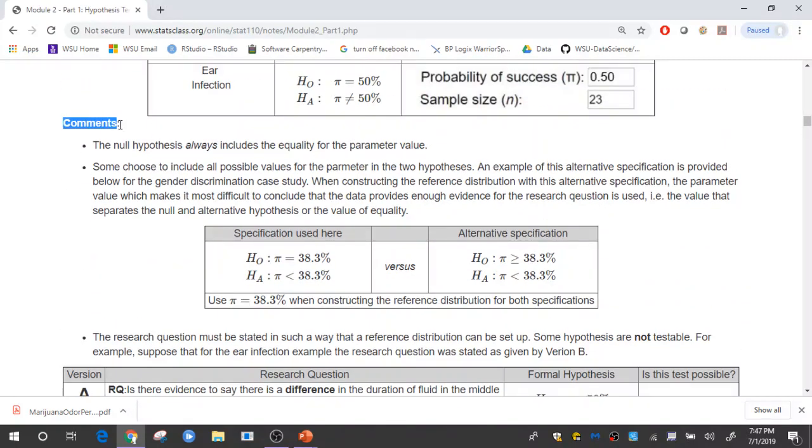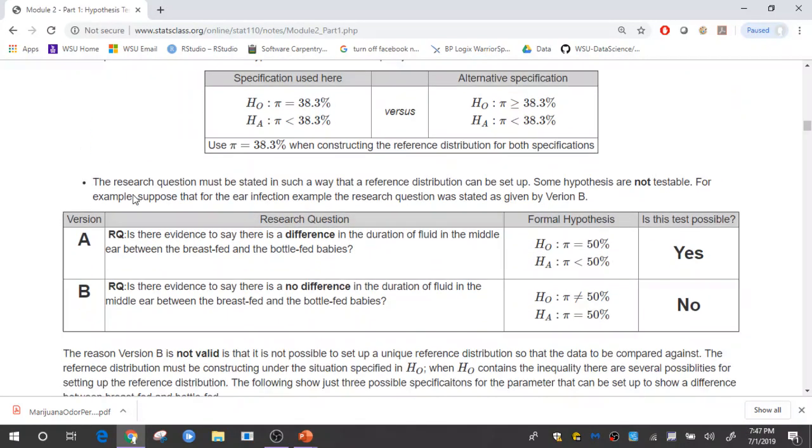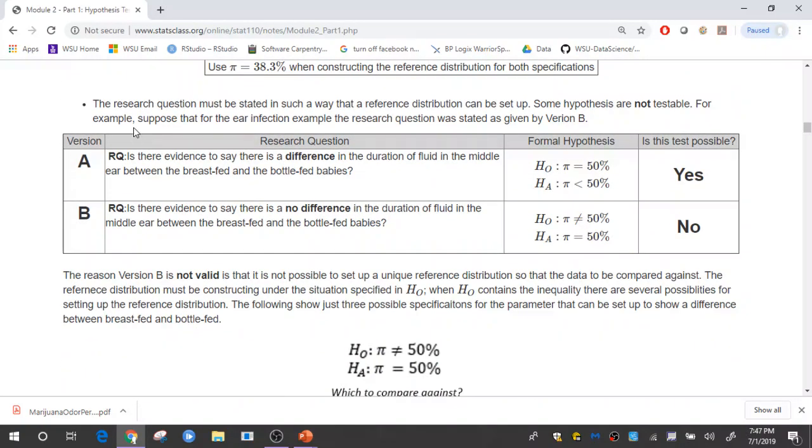I'll let you go ahead and read the comments here. There are some situations that are not testable. So there are some types of research questions that we cannot evaluate using a statistical hypothesis test.